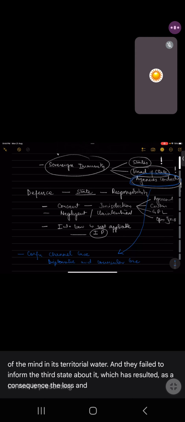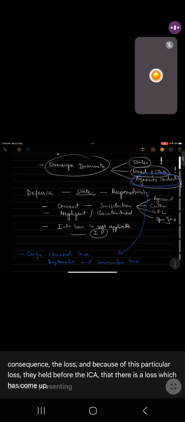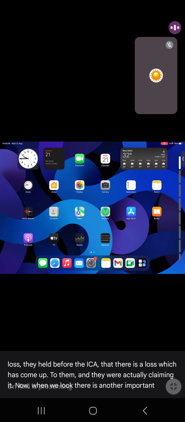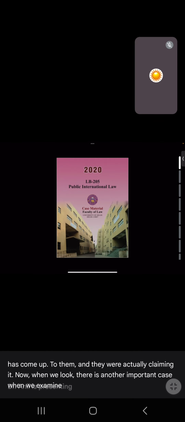Because of this particular loss, they held before the ICJ that there is a loss which has come up to them and they were actually claiming it. Now, there is another important case when we examine. Hope all of you can have a look at it.